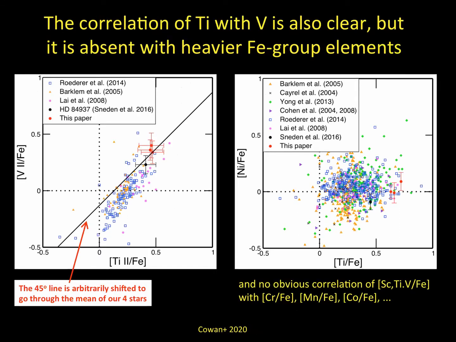They are correlated. Vanadium is a little more difficult for spectroscopic reasons, but it's the same thing. Vanadium and titanium and scandium all correlate. To be sure, if you go to a heavy iron group element like nickel and compare that to titanium, there's no correlation whatsoever. So this is definitely characteristic of the lighter elements of the iron group.